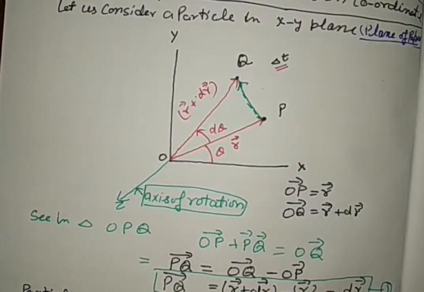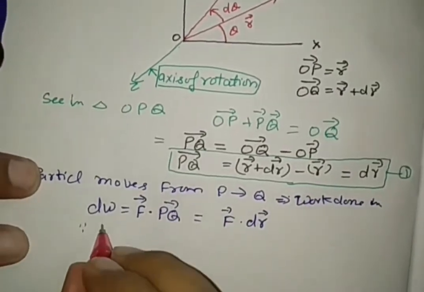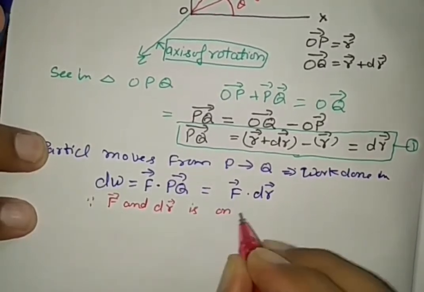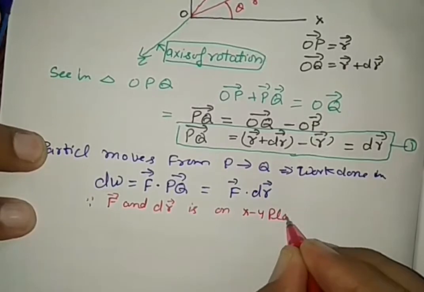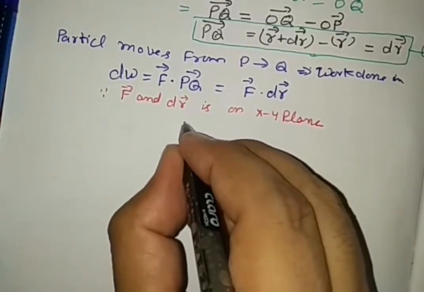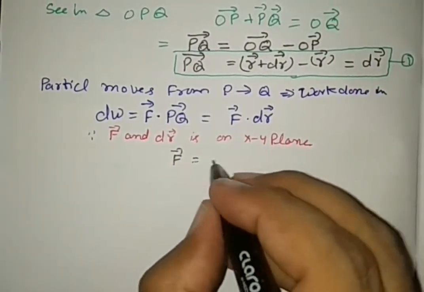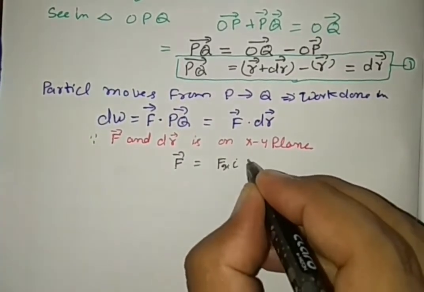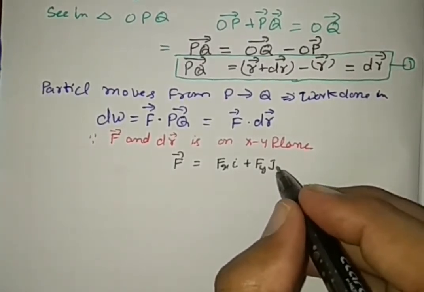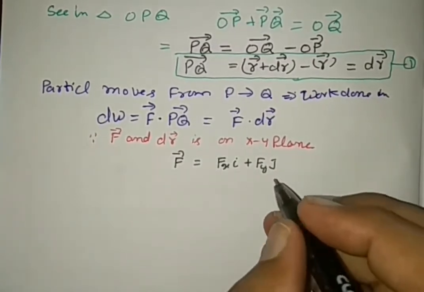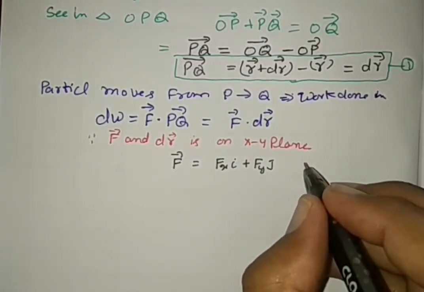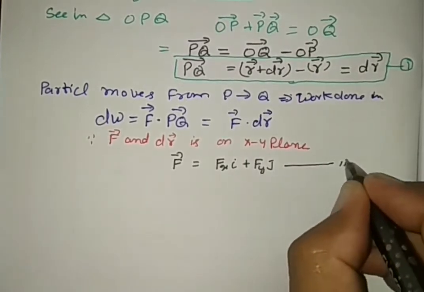So see here, since vector F and displacement dr is on XY plane, so if it is correct, then we may write F can be written as Fx i plus Fy j with no component along Z, because it is not acting on Z. So it can be represented as equation number 2.